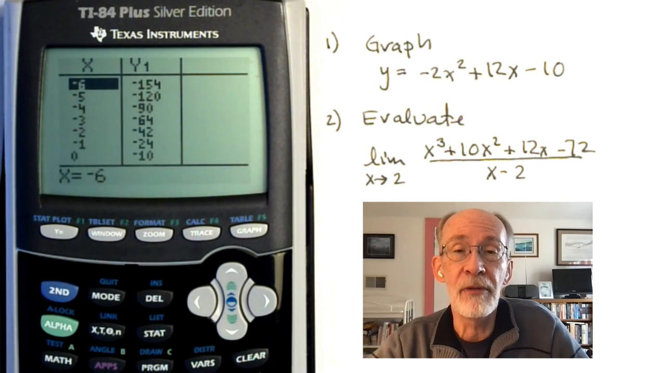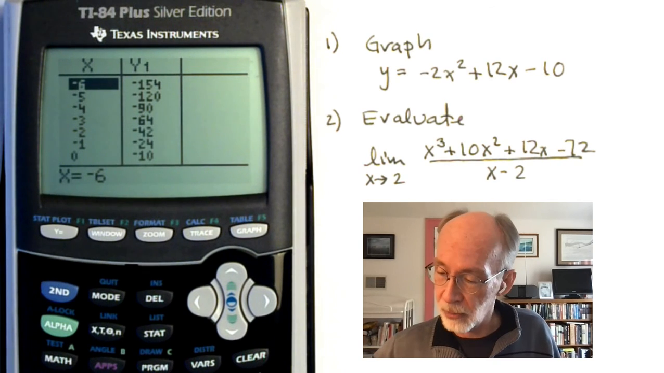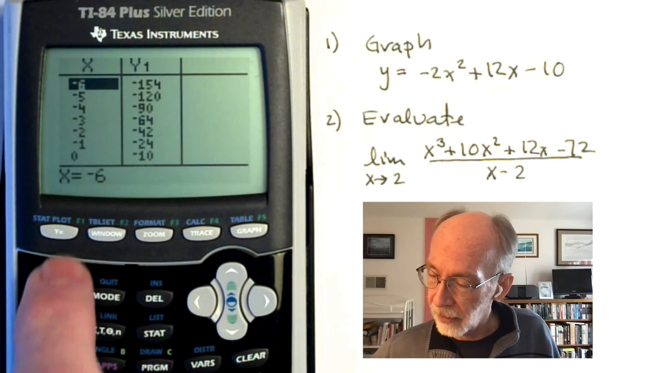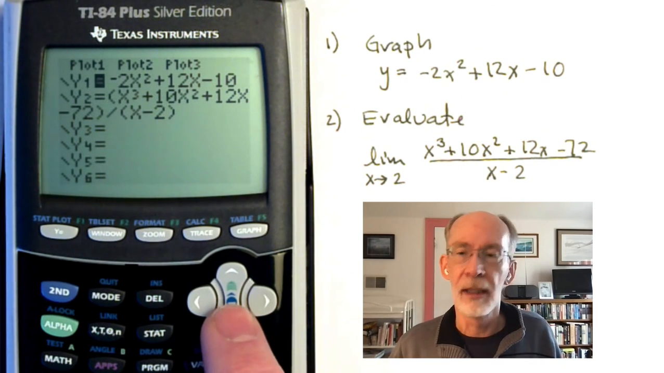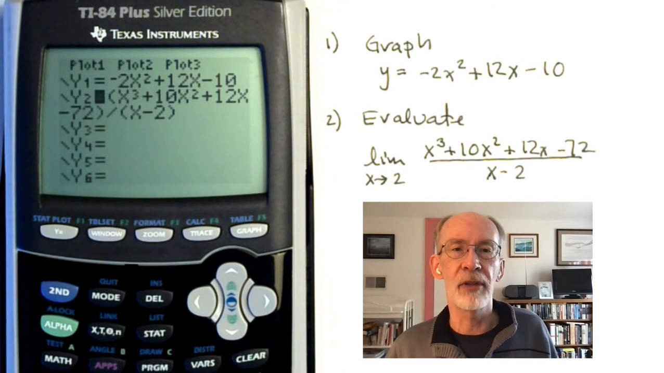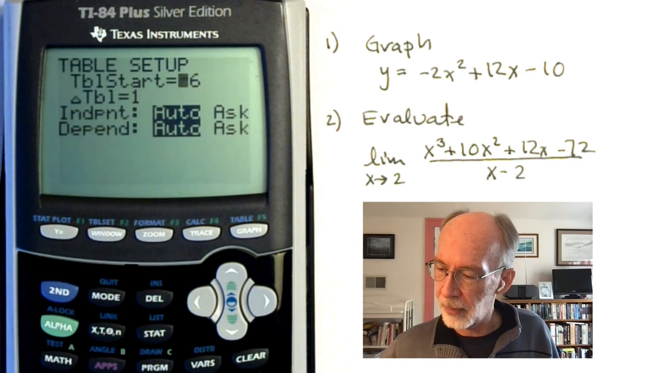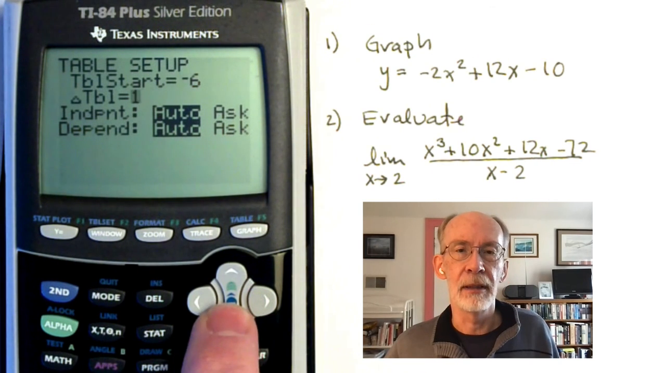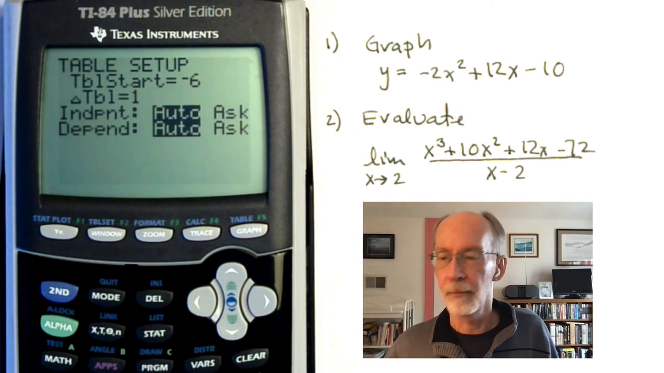But if you just wanted to investigate numerically, there's a cool thing that you can do with the table as well. So I'm going to turn off our first function and turn on the second one. So I've entered that expression as y2. And then I'm going to go to the table set screen. And I'm going to toggle down to this independent variable line, and I'm going to switch from auto to ask.